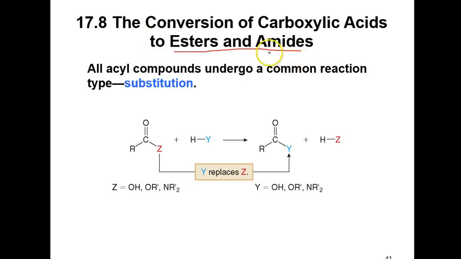How do you form esters and amides? And amides we're going to talk quite a bit about when we get to the amino acid chapter. So basically what you do is what's called an acyl substitution reaction. You have a group here, either an OH or an OR or an NR2, and you add some sort of HY to it. Basically what happens is this Y substitutes the X. So these two switch places, so Y ends up on the acyl group, and the H pairs up with the X.